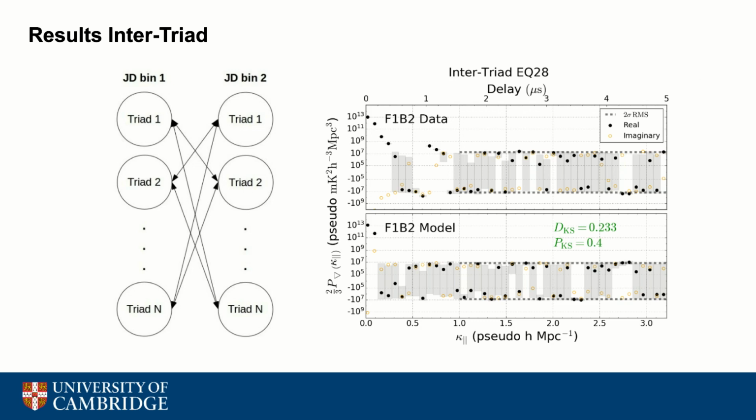The top plot is the data cross-power spectrum and the bottom plot the model. And as we see, the noise-dominated regions are very similar. This is also backed up by the Kolmogorov-Smirnov test here, which rejects the null hypothesis that the data and model follow different distributions. So one difference is this bump here at 1 microsecond.